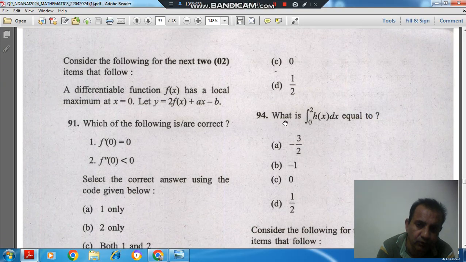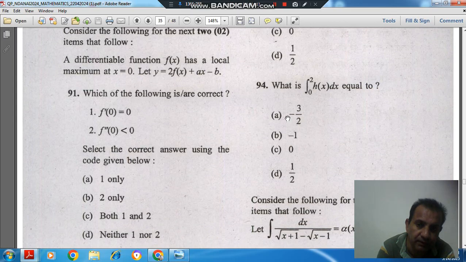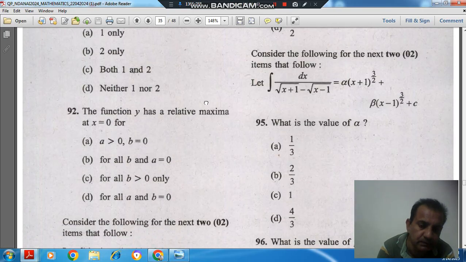And question number 94 is also based on this. What is the integration from 0 to 2 of h(x) dx equal to? Option A minus 3 by 2, option B minus 1, option C 0, and option D 1 by 2.